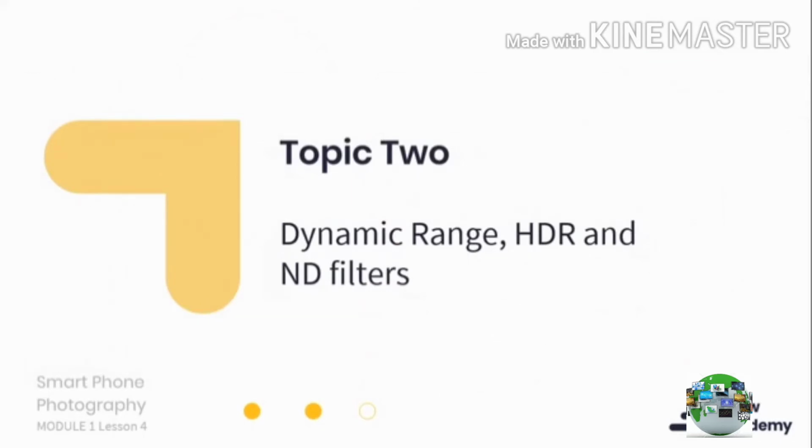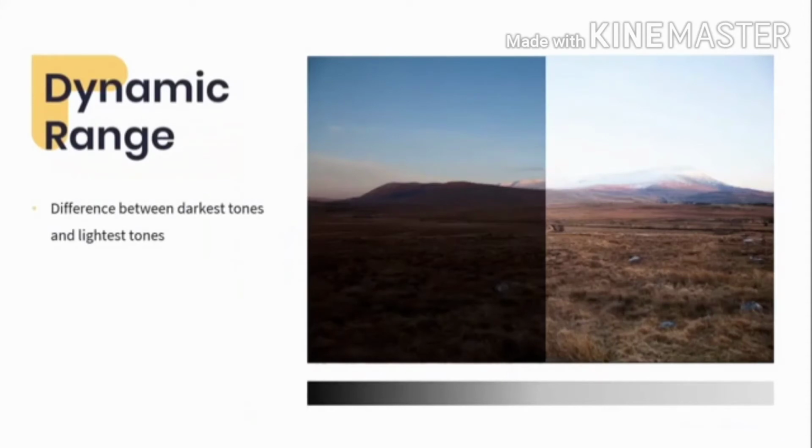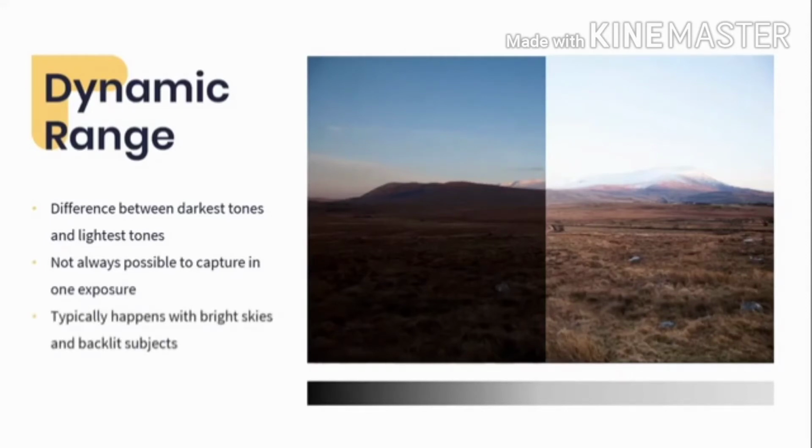Topic 2, we're going to talk all about dynamic range, high dynamic range, and neutral density filters, which are a whole lot of fun. Now, we mentioned HDR back all the way in lesson number 1, high dynamic range, but to really understand what it is and how to use it properly, we need to understand what dynamic range is. And dynamic range basically is the difference between the darkest and the lightest tones in our photographs. And it's not always possible to capture them in one exposure, and this is particularly troublesome when we are photographing landscapes. It typically happens when we've got bright skies and backlit subjects.